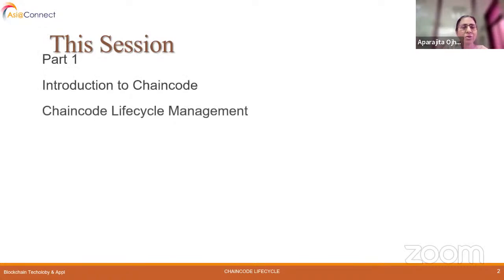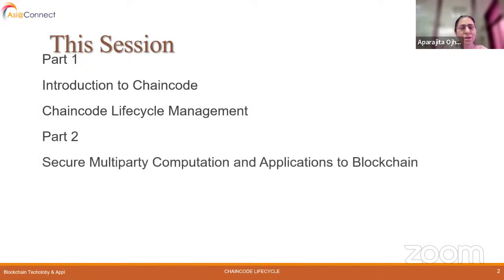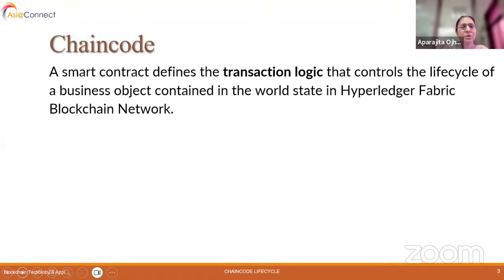So in this session, we will be talking about chain code life cycle management, and then, as I said, secure multi-party computation. So let's begin with part one, chain code. A smart contract defines the transaction logic that controls the life cycle of any business object contained in the world state in a Hyperledger Fabric network.